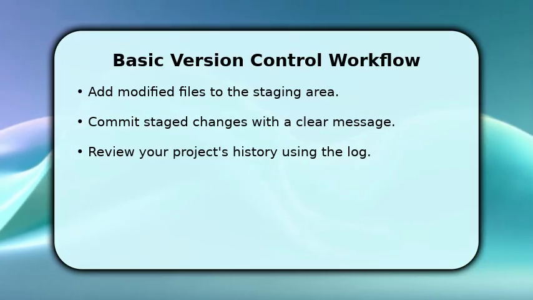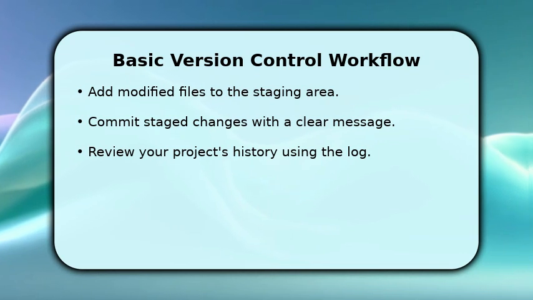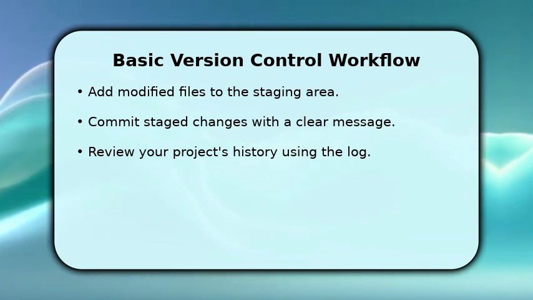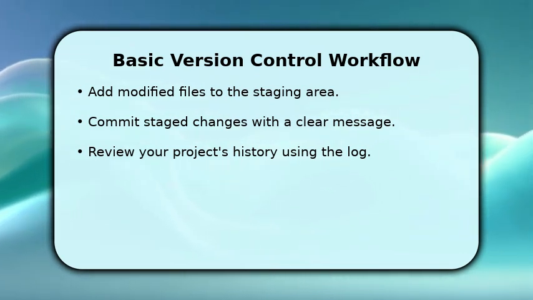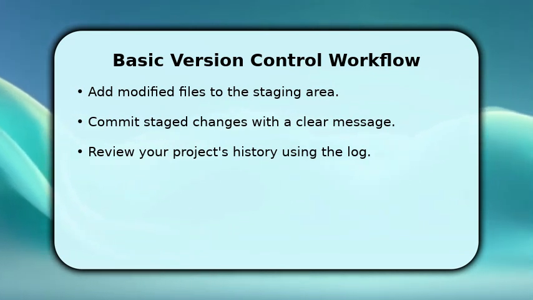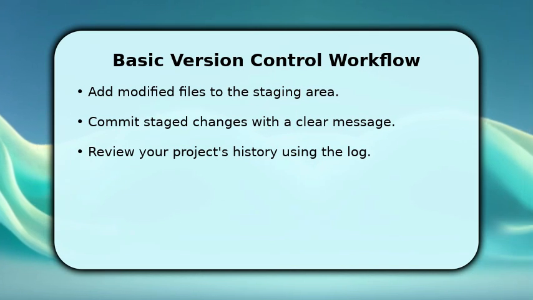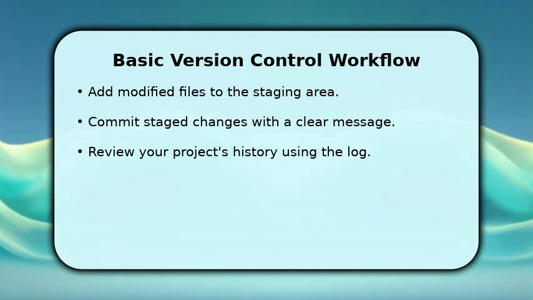After initializing your repository, the next step is to track changes. Use git add to stage all modified files, preparing them for a commit. Then, commit these staged changes with git commit -m, your descriptive message here. A good commit message explains what was changed and why. You can always review your project's history and past commits using the git log command.